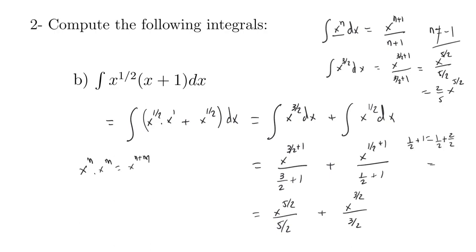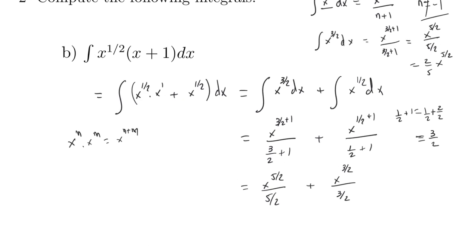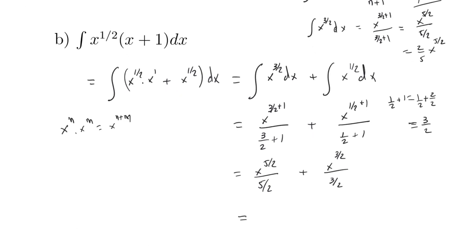And now I can sum 3 divided by 2. I sum the two fractions. So the final result will be equal to 2/5 x raised to the power 5/2 plus 2/3 x to the power 3/2 plus c, plus a constant.